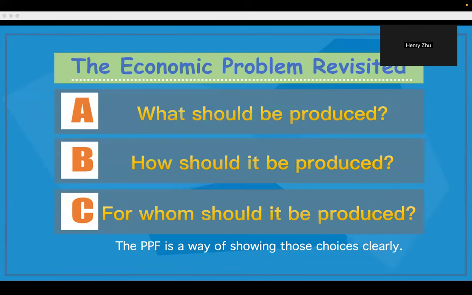Let's briefly revisit the economic problem. Because resources are scarce, every society must answer three fundamental questions. What should be produced? How should it be produced? And for whom should it be produced? These are not theoretical questions. They are real decisions made every day by governments, firms, and individuals. However, until now, we've discussed these choices conceptually. The PPF gives us a way to represent these trade-offs visually and analytically.